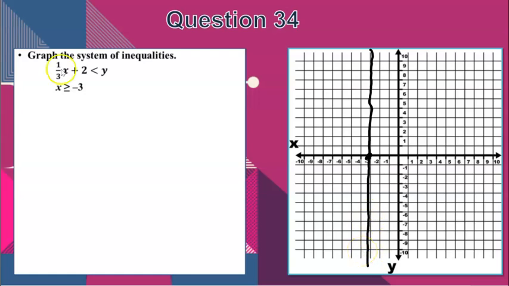And this other one, treat this like y equals 1/3 x plus 2. So I have a point at 2 on the y-axis. Use a slope of up 1, to the right 3. Or I can go down 1, to the left 3. This one cannot equal it, so I know it's going to be a dashed line.